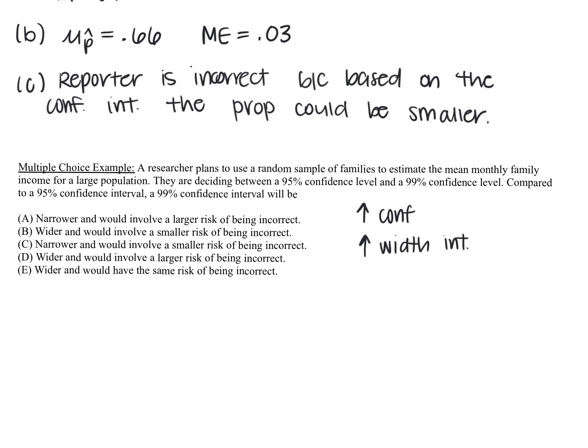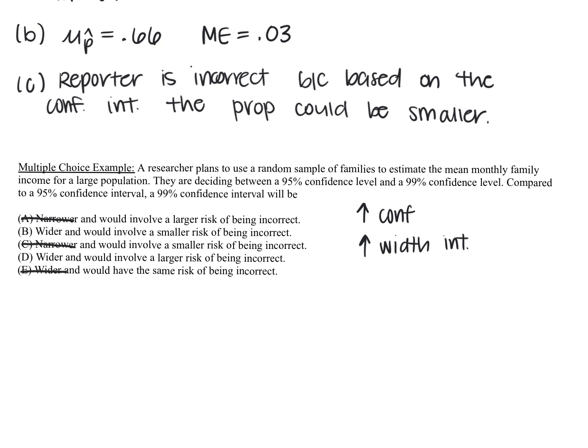Okay. So that's the most basic thing that you need to know. If you increase confidence, you increase the width. So that helps us to get rid of A and C, because those both say they would be narrower, and we know if we're increasing confidence, it's going to be wider. If you increase width, it does change the risk of you being incorrect.